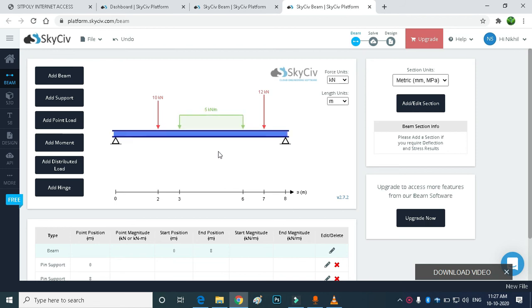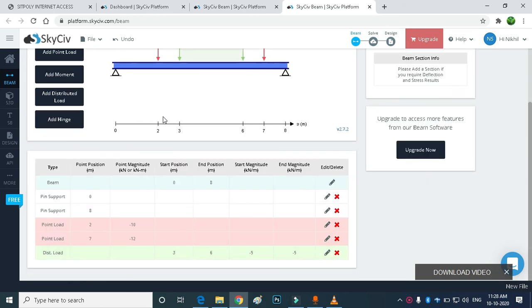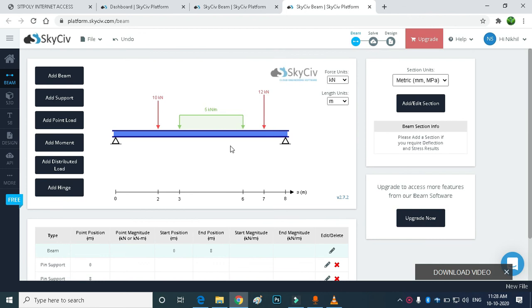Okay, so here one difficulty you might face, or you might have one doubt, that the symbol shown over here of the uniformly distributed load, or commonly known as UDL, is different from what you have learned in your lectures. But this particular software uses this symbol, so don't worry about this. So this symbol, consider it as a UDL only. Okay, so this is our beam and these are the loading conditions of the beam. Now we have to solve this.